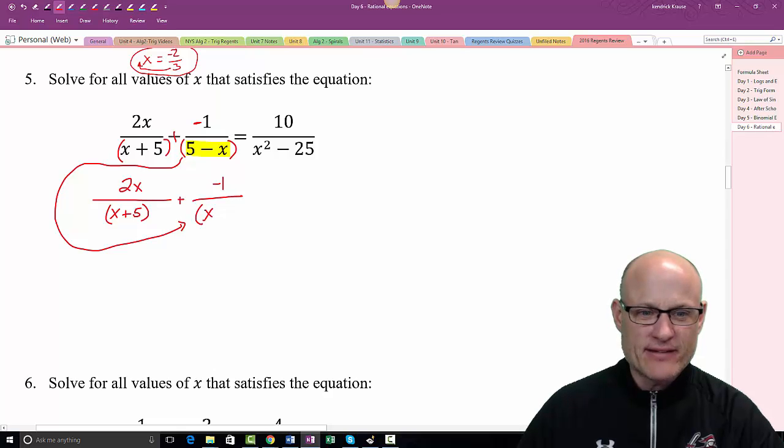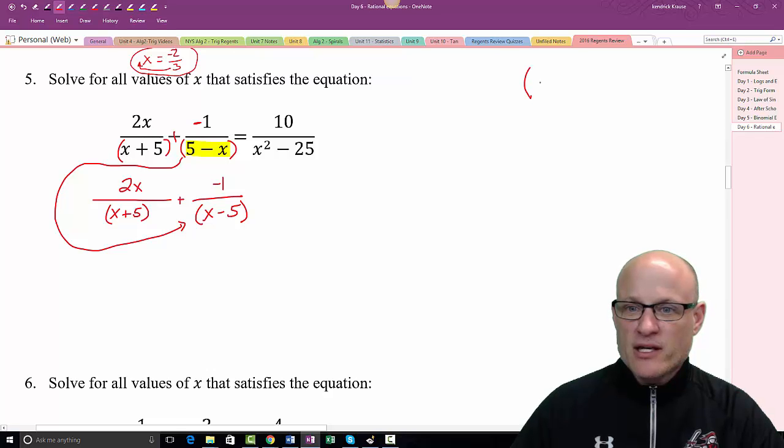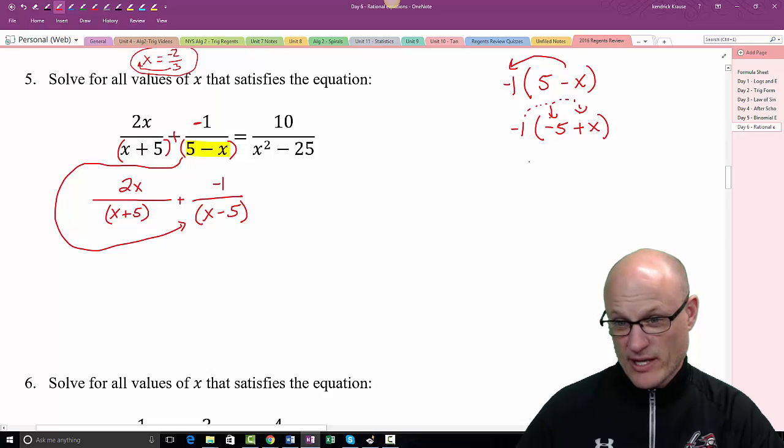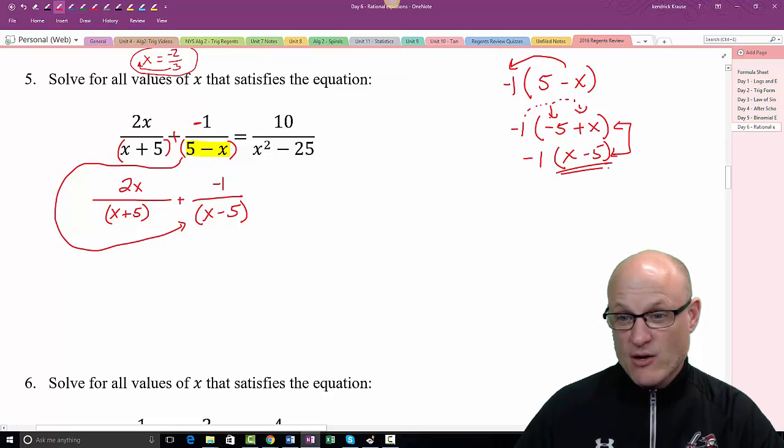And you're thinking, you can't do that. That's not legal. Well, it is and it isn't. If you have 5 minus x and you pull out a negative 1, what you really have is negative 1 times negative 5 plus x, right? Because if I distribute this, that would give me positive 5 and negative x. Well, I don't like the way that's written, so this is negative 1 times x minus 5. These two things are the same thing. So that's how I have to do it.